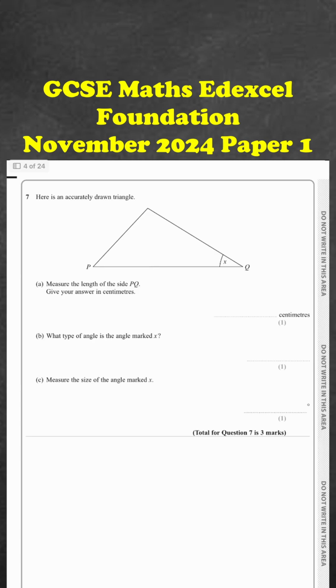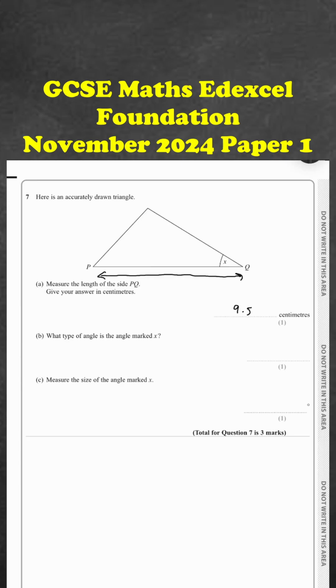Question number 7. Here is an accurately drawn triangle. Measure the length of the side PQ. Give your answer in centimetres. So the side PQ is this one here. You would do this using a ruler in your exam. I'm obviously on an iPad, so the ruler wouldn't work properly here. But I can tell you the answer to this is going to be 9.5 centimetres. But the exam mark scheme gives you a range between 9.3 and 9.7.